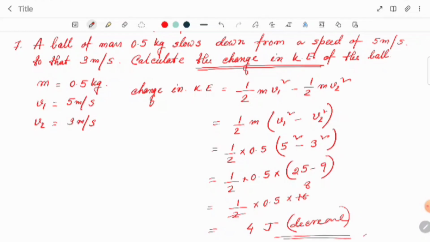This type of question you have to do. You have to practice also. Do practice more numericals from the chapter.